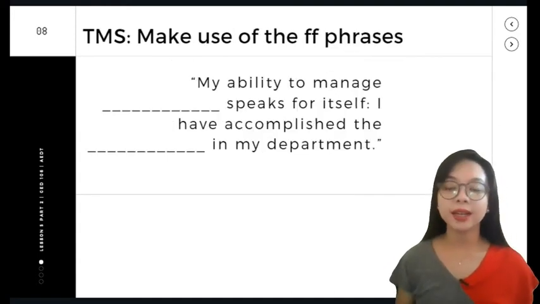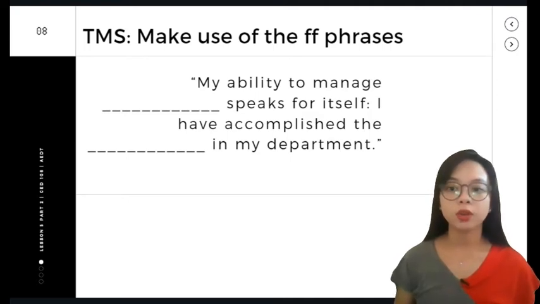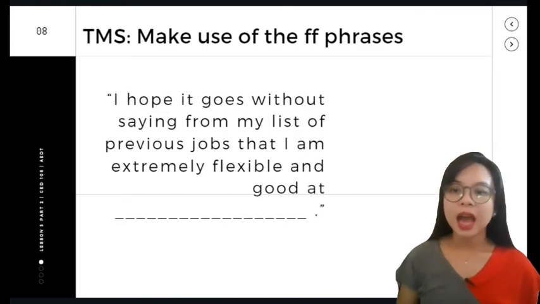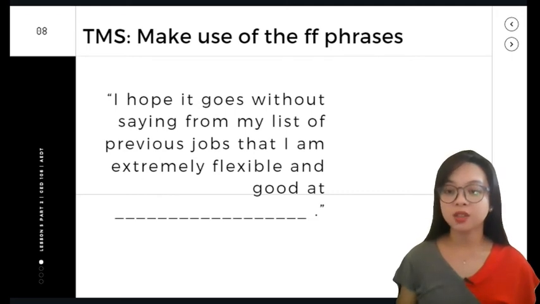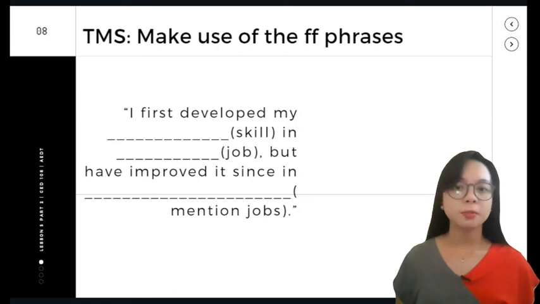So the following are examples of phrases which can actually help you in writing your cover letter. For example, this one: my ability to manage my team speaks for itself. I have accomplished the annual research forum in my department. Another: I hope it goes without saying from my list of previous jobs that I am extremely flexible and good at time management. For example, I first developed my communication skills in college but have improved it since I worked as a public relations officer in the previous job that I have.